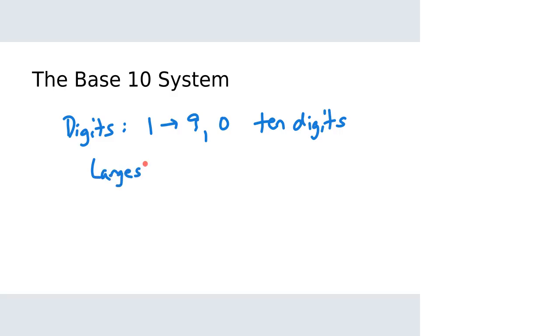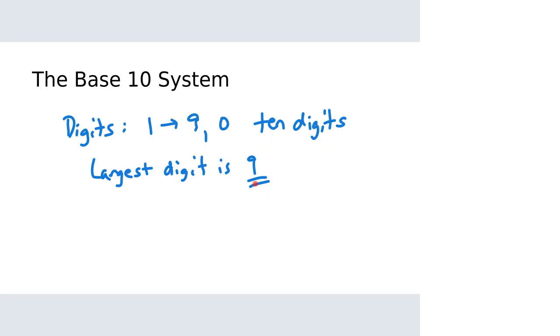The base 10 system has the following digits in it. If I'm just going to write one single number down, the digits are 1 through 9 and 0. So it's a base 10 system. There are 10 different digits. Notice here, in the base 10 system, the largest digit is 9. So the largest digit that we have is 9. The biggest number we could write in one single place value position is the number 9.